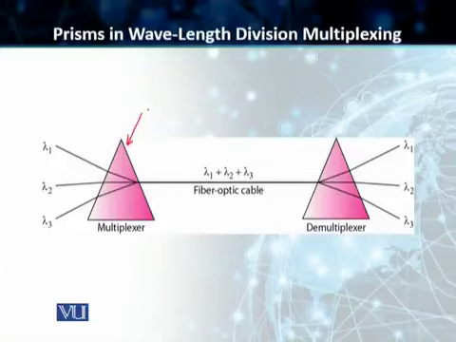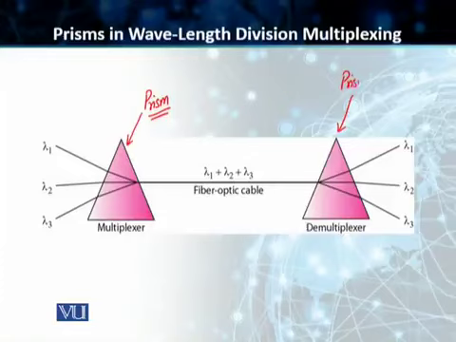Now, students, I'm pretty sure from basic physics you understand the concept of a prism. This multiplexer, in the case of wavelength division multiplexing, is nothing but a set of prisms that we use at both the multiplexing end and the demultiplexing end. Students, we want to combine multiple light sources into one single light source at the multiplexer, and we want to do the exact opposite at the demux or the demultiplexer.